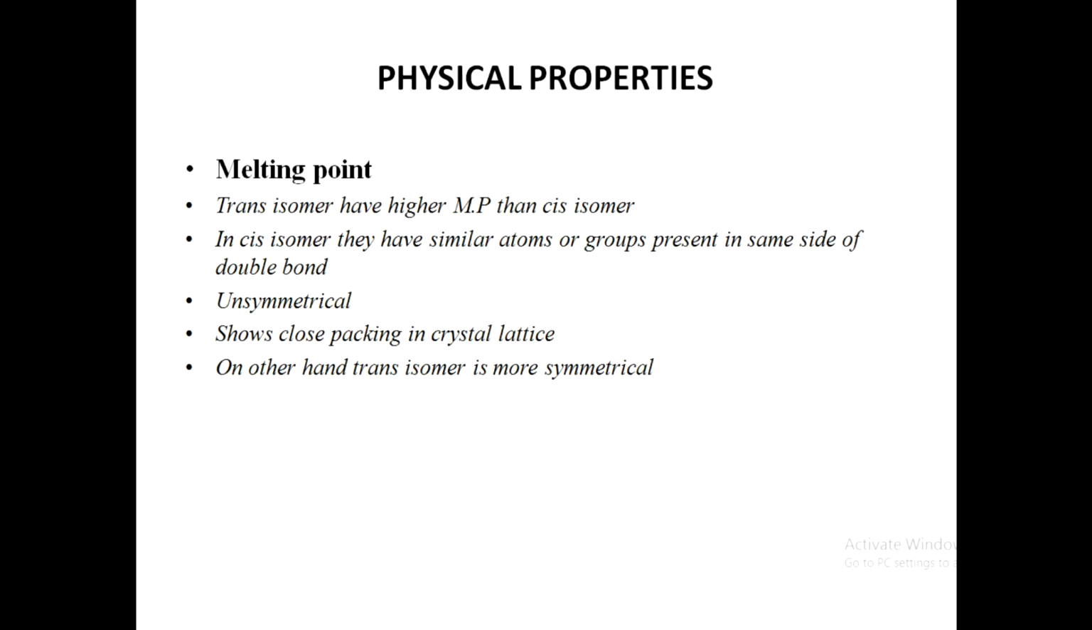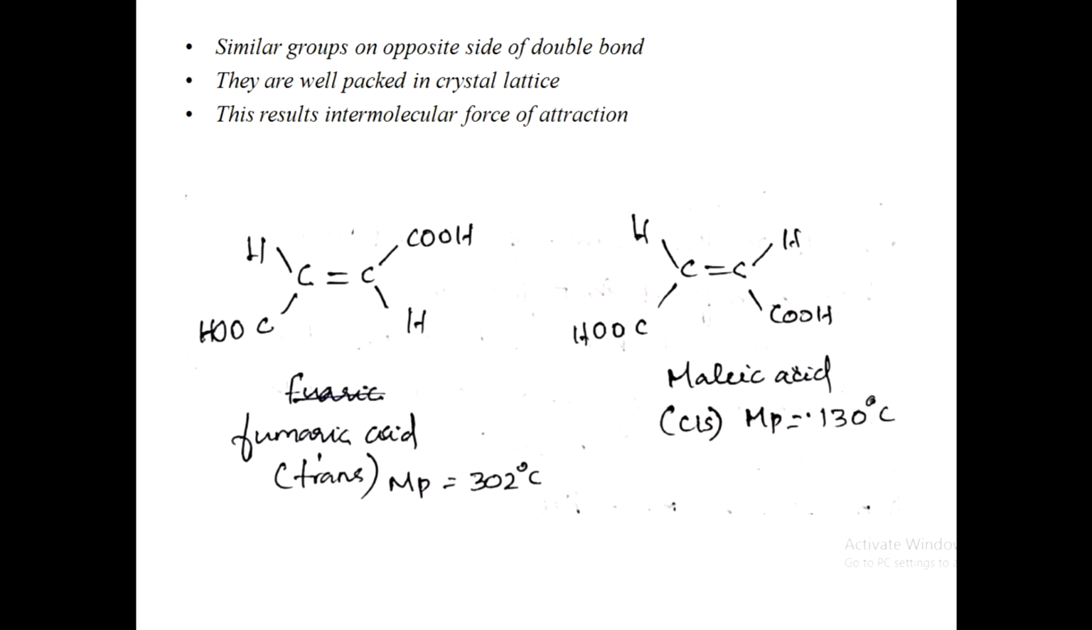In the case of melting point, trans isomer has higher melting point compared with cis isomer. This is due to the fact that cis isomer has two similar atoms or groups on the same side of the double bond. Therefore, the molecules are unsymmetrical, hence they do not show close packing in the crystal lattice. On the other hand, trans has similar groups on opposite sides of the double bond. Therefore, molecules are well packed in the crystal lattice. As a result, the intermolecular force of attraction of trans is stronger than cis isomer.